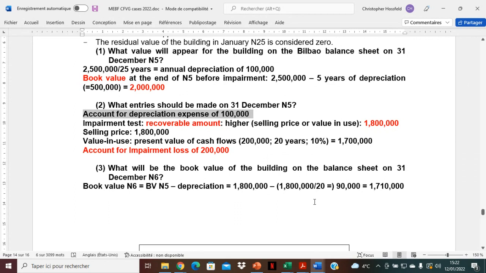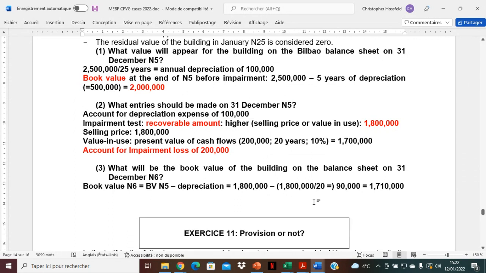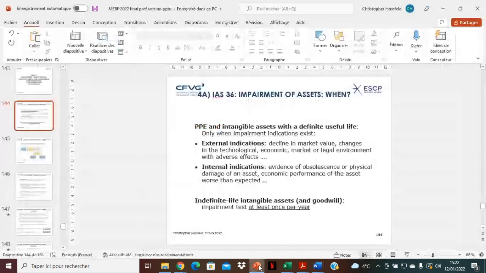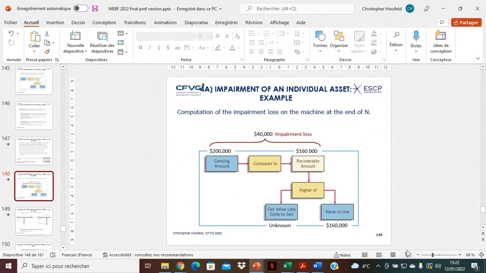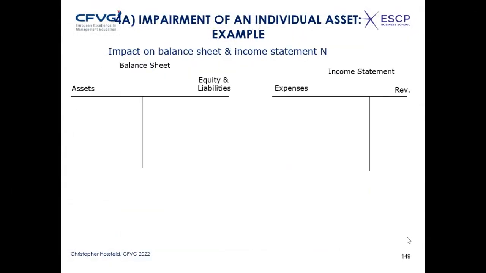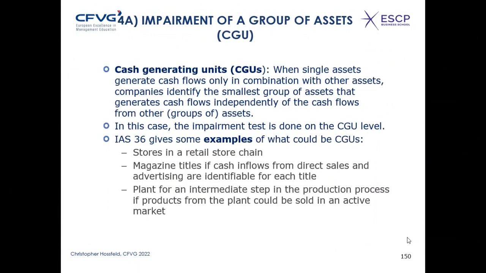Okay, that's it on this exercise on impairment. Questions? Okay, not really. Then let's continue with the impairment.